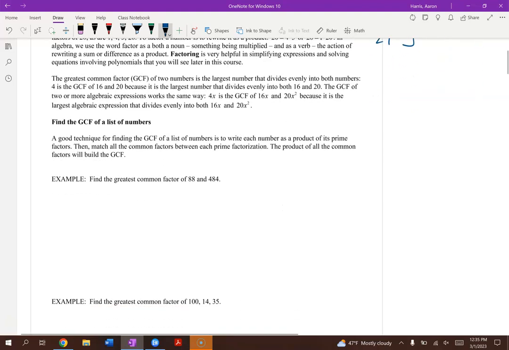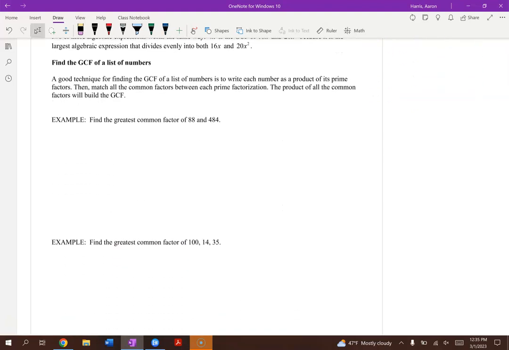Now, how are you going to approach it if you've got really big numbers like 88 and 484? You probably can't do those in your head, right? So there is an approach to finding the greatest common factor. What you do is you factor it completely down into a product of primes.